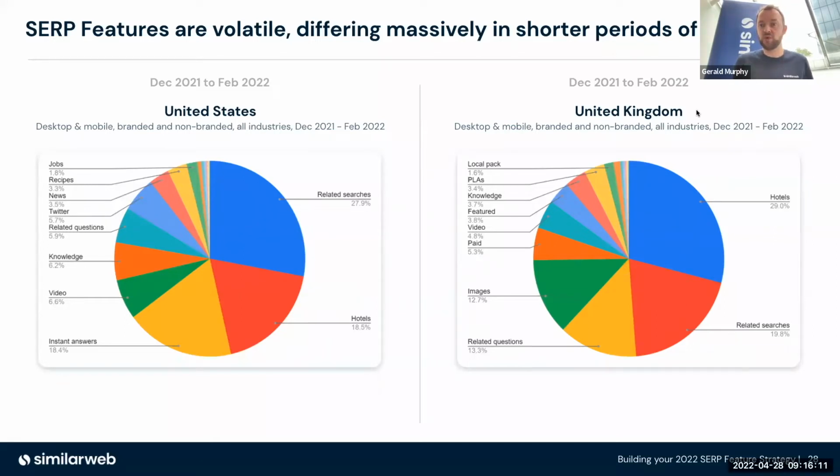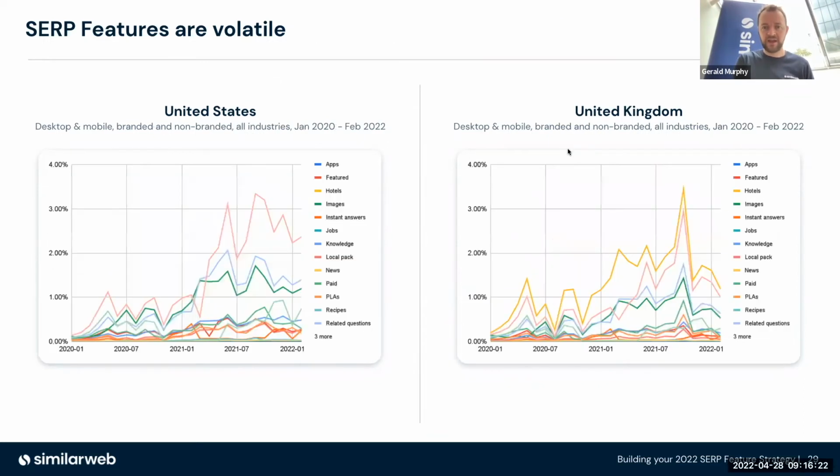The UK now has no laws or restrictions around travel. As a result, Google has jumped in on that, and they're displaying a lot more hotels for the United Kingdom. And when we start looking at the volatility of SERP features, we can see they're massively volatile.